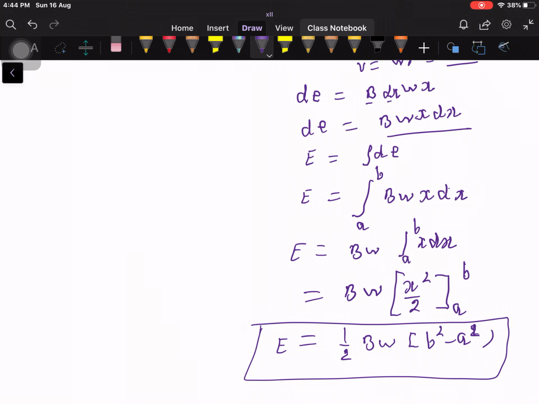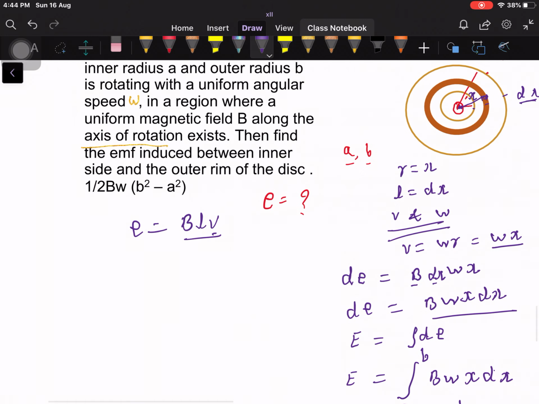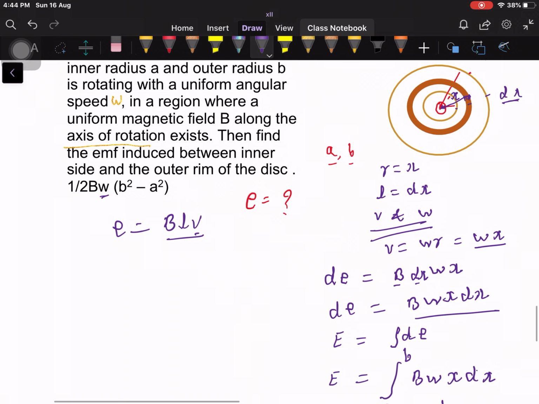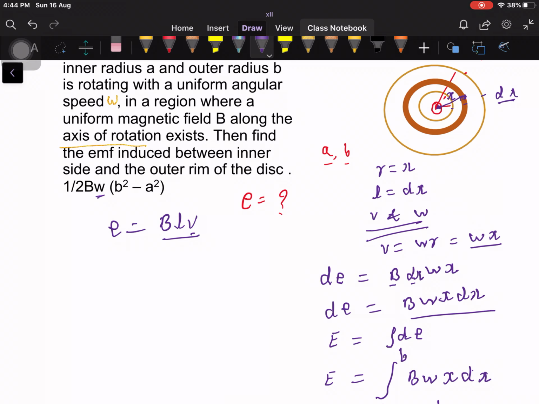Okay, so I think we got this. In the question, you can think that it looks like W, but it is not W, it is simply omega. Just remember that. Okay, that's it for this question. All the best.